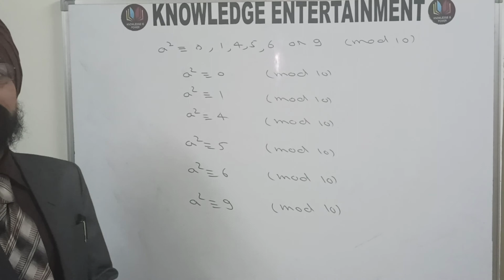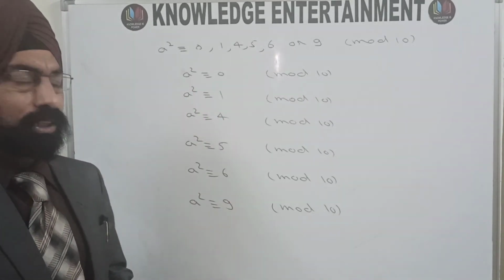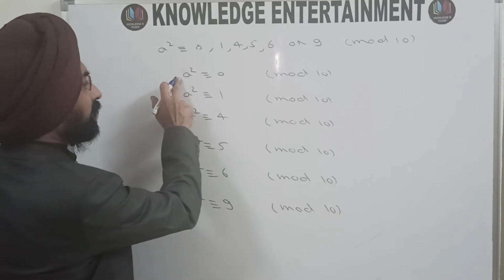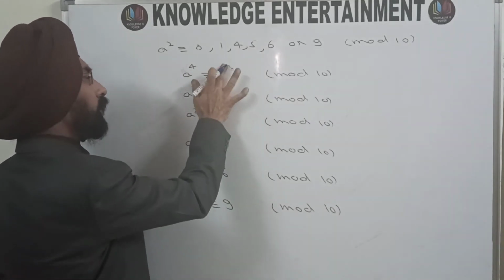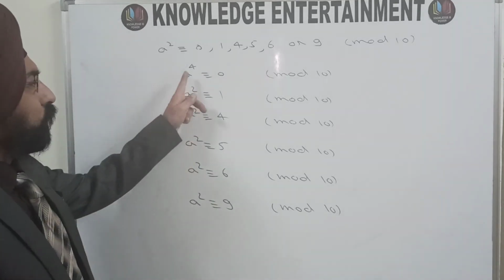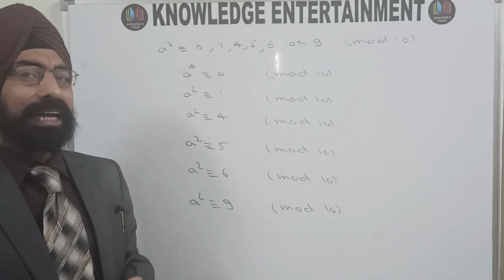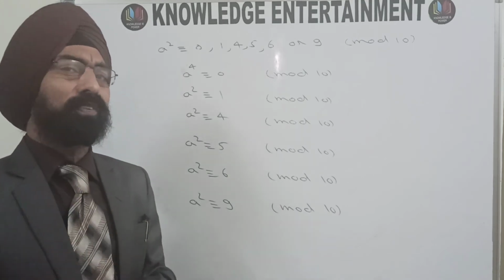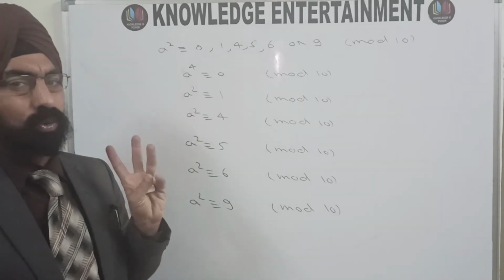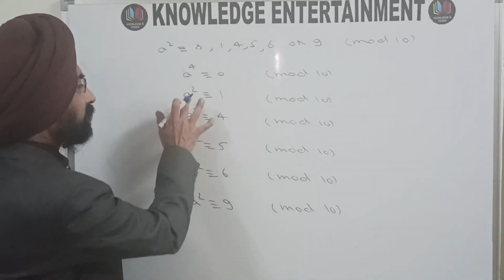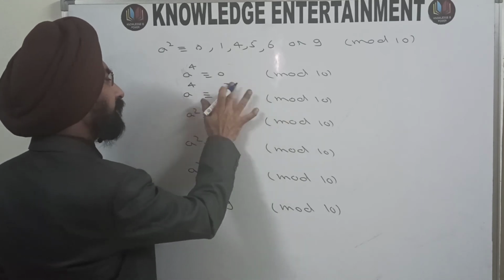What about a raised to the power 4? Squaring once again, in the first case you will get a power 4 is congruent to 0 square, and 0 square means 0. So a power 4 modulo 10 is congruent to 0. That means the power 4 of a number when divided by 10 can leave remainder 0. Second case is again similar. A power 4 is congruent to 1 square. Once again 1 square is 1.